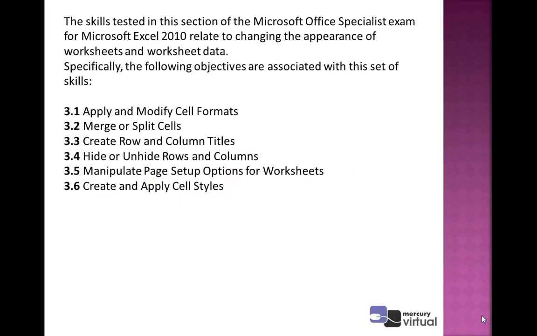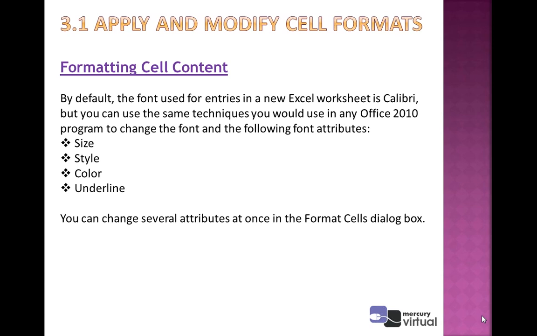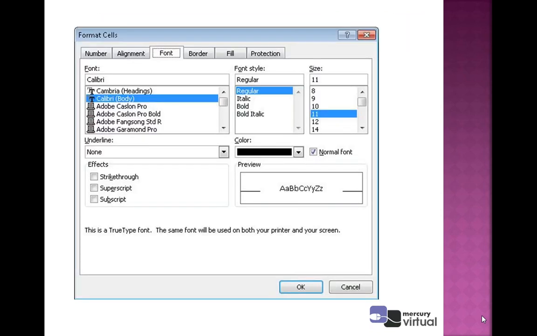There are two chapters which I am going to cover. One is formatting cells and worksheets. This contains 6 topics. First one is apply or modify, merge and split, create rows, hide and unhide, manipulate, and create and apply cell styles. So first is how to apply the different formatting, different fonts to the cells.